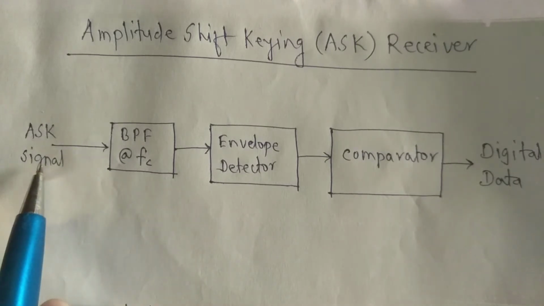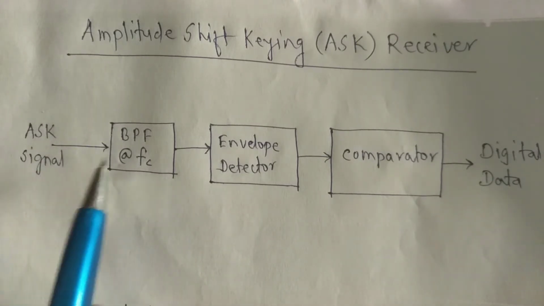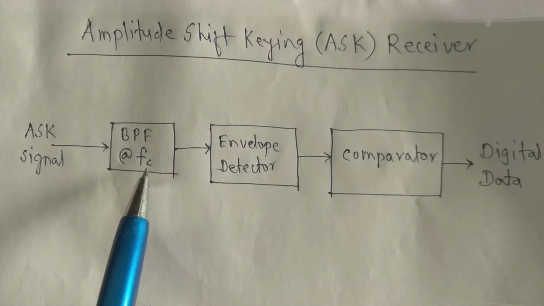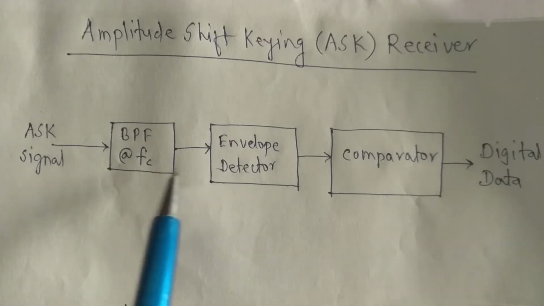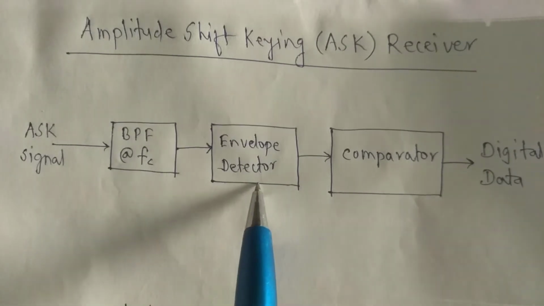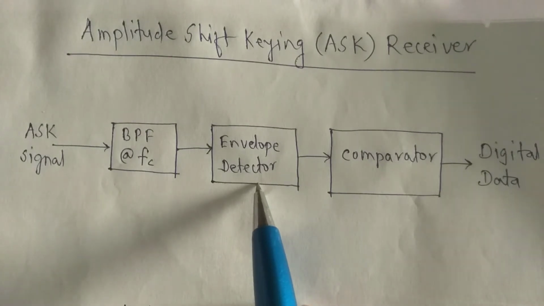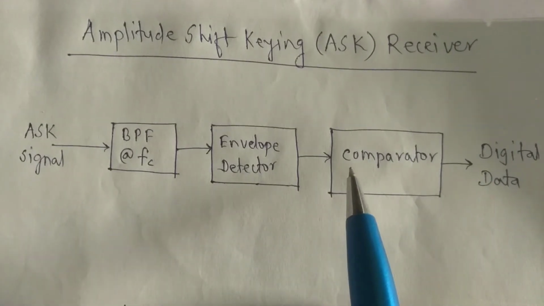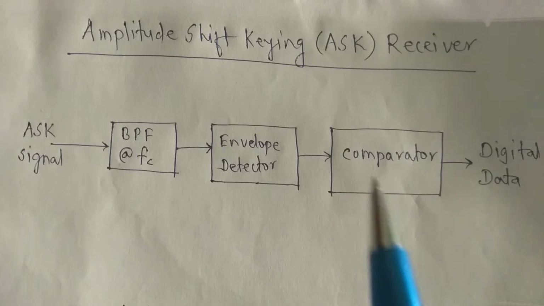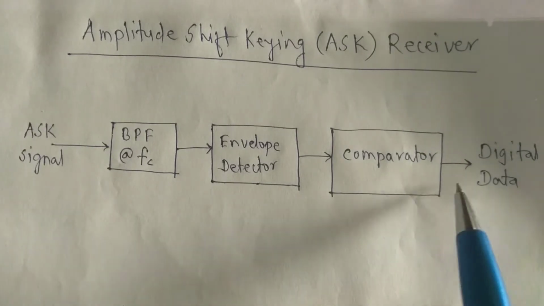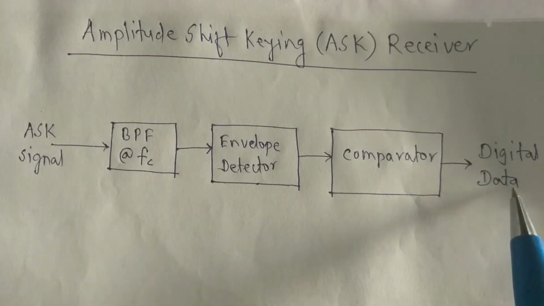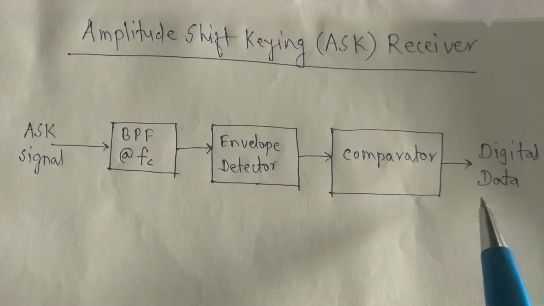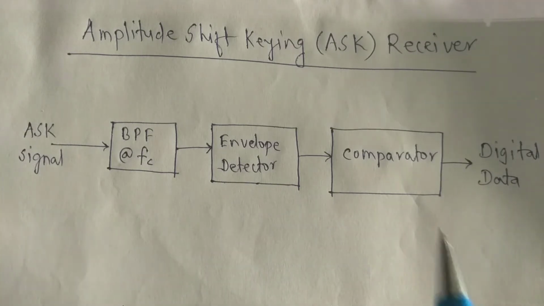The input signal is the ASK signal that we are passing through a bandpass filter, which is centered at FC. Then we are passing it through an envelope detector. The output of the envelope detector is going as input to the comparator. Then at the output we will be getting our original signal, that is digital data. Okay, so let us see how each block works.